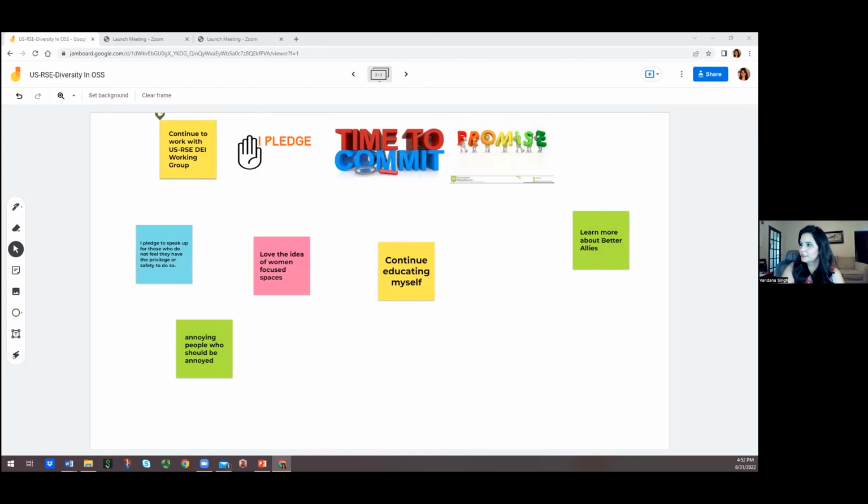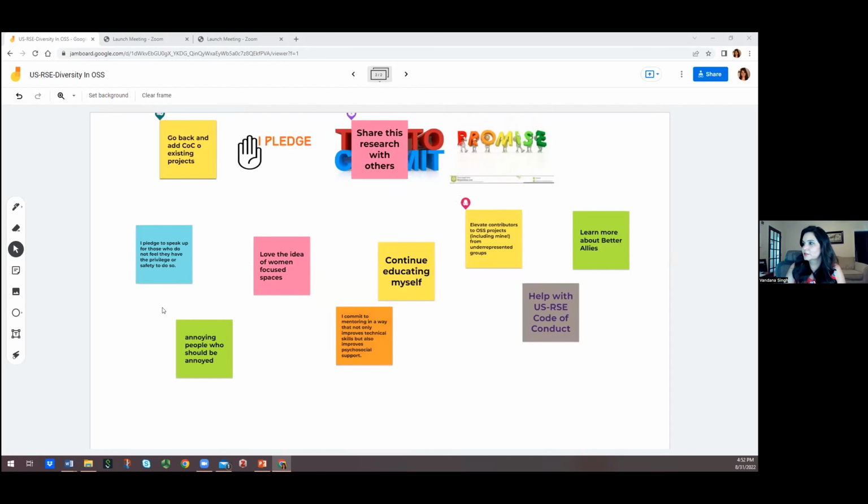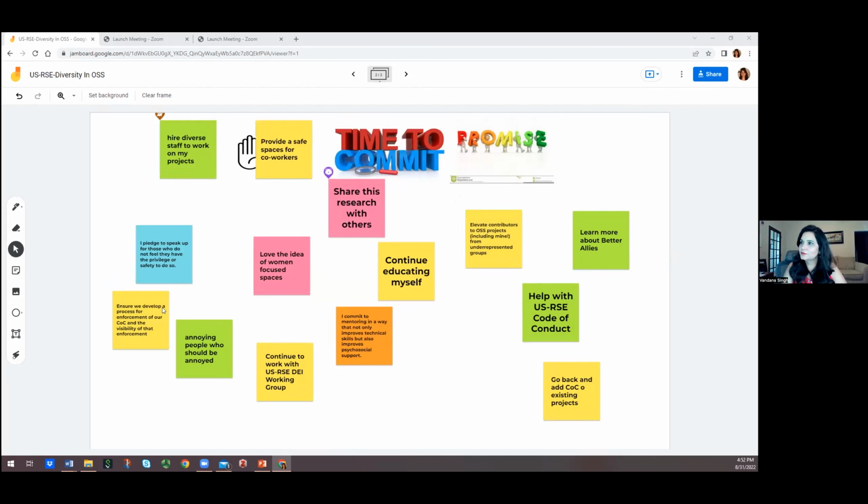Learn more about being better allies. Yes. Continue to work, go back and add a COC to existing projects. Thank you. That is excellent. Thank you so much. Elevate contributors to OSS projects from underrepresented groups. Yes, thank you. Continue to work with the US RSE DEI working group. Ensure we develop a process for enforcement of our COC and the visibility of that enforcement. Yes, thank you. That is wonderful. Share this research with others. Thank you. Provide a safe space for coworkers.